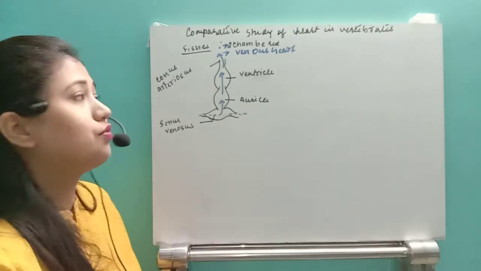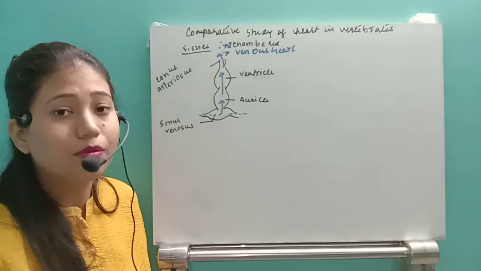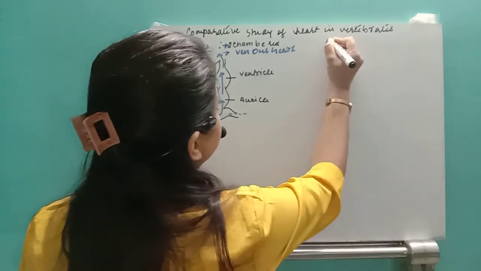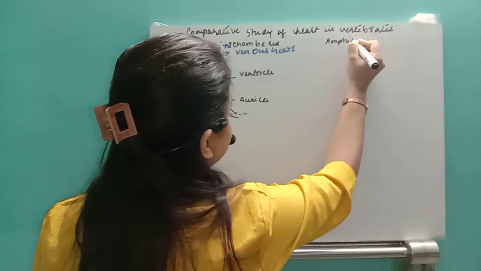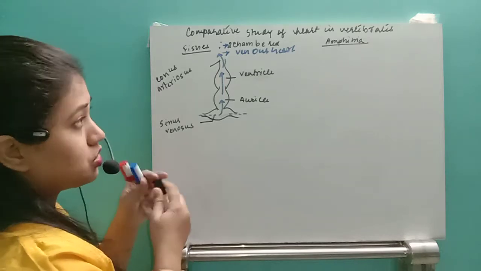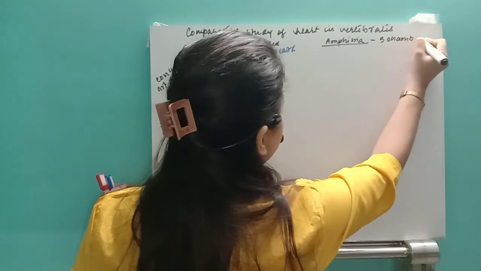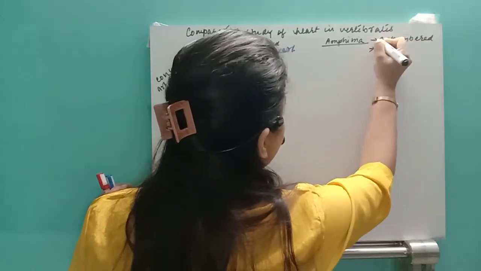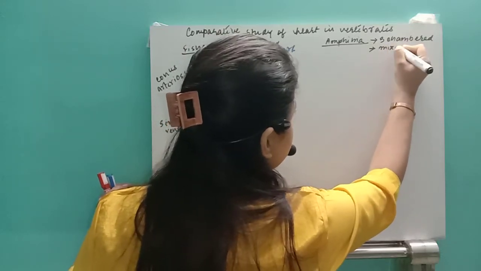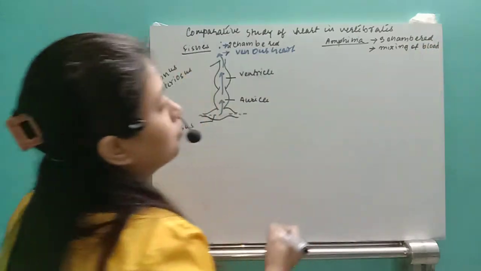Okay, so this is the fish's heart. This is a two chambered heart. It will pump only the deoxygenated blood. Now after that, let's move to the next, that is the amphibian heart. What is happening in case of the amphibia? In the amphibia, how many chambers are there? This is three chambered, and here you have to remember that this heart will mix the blood. So mixing of blood occurs.